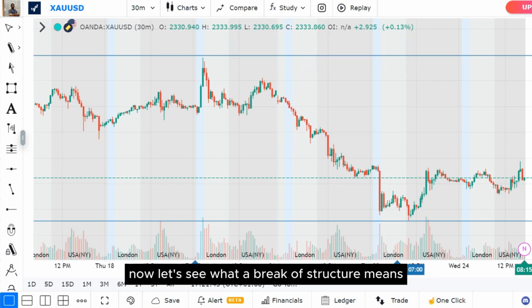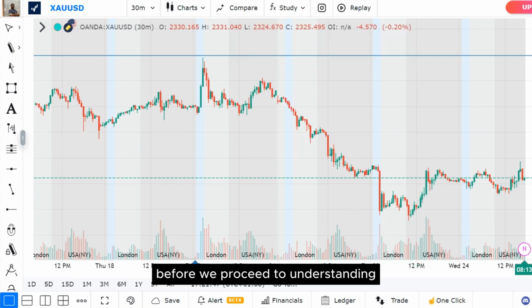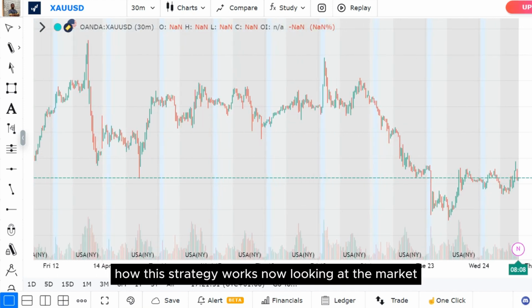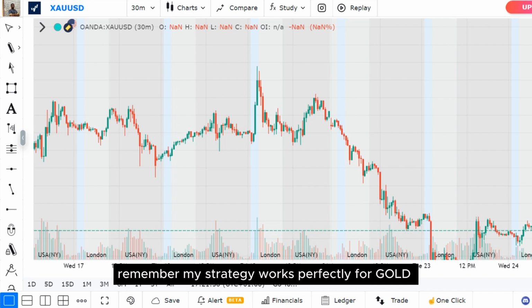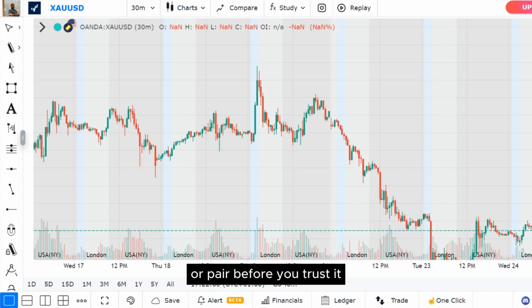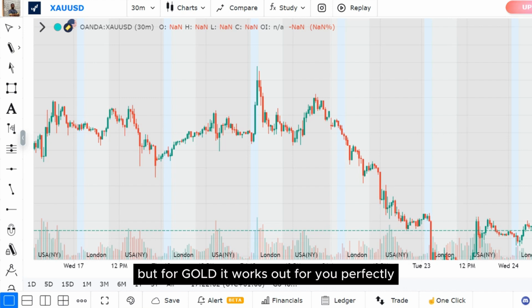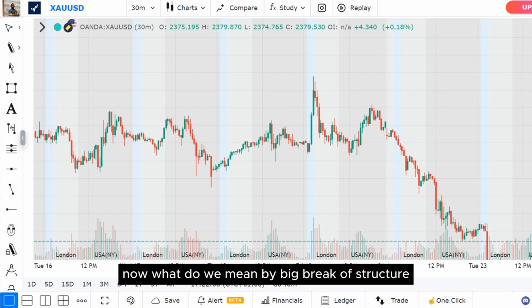Now, let's see what a break of structure means before we proceed to understanding how this strategy works. Now, looking at the market, this is on 30 minutes time frame. Remember, my strategy works perfectly for gold. You can test it on any other commodity or pair before you trust it. But for gold, it works out for you perfectly. Now, what do we mean by break of structure?